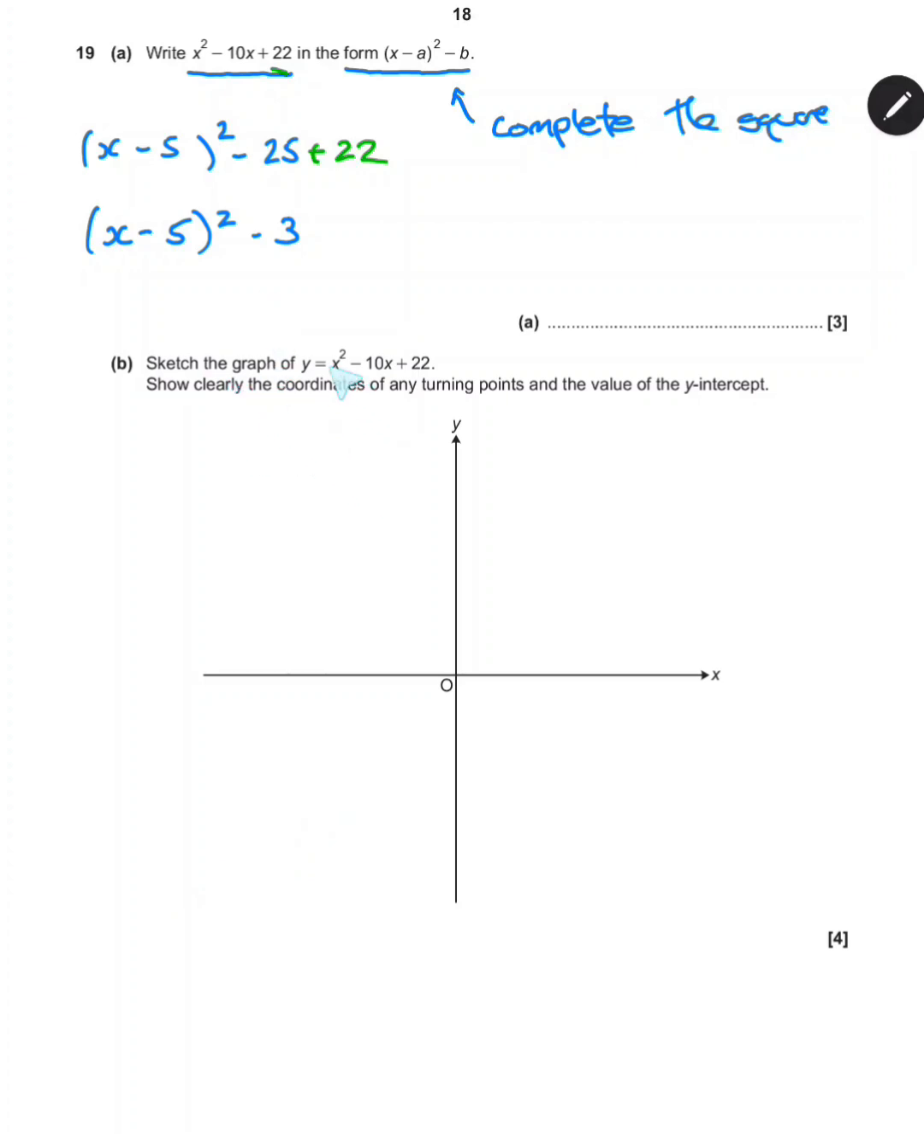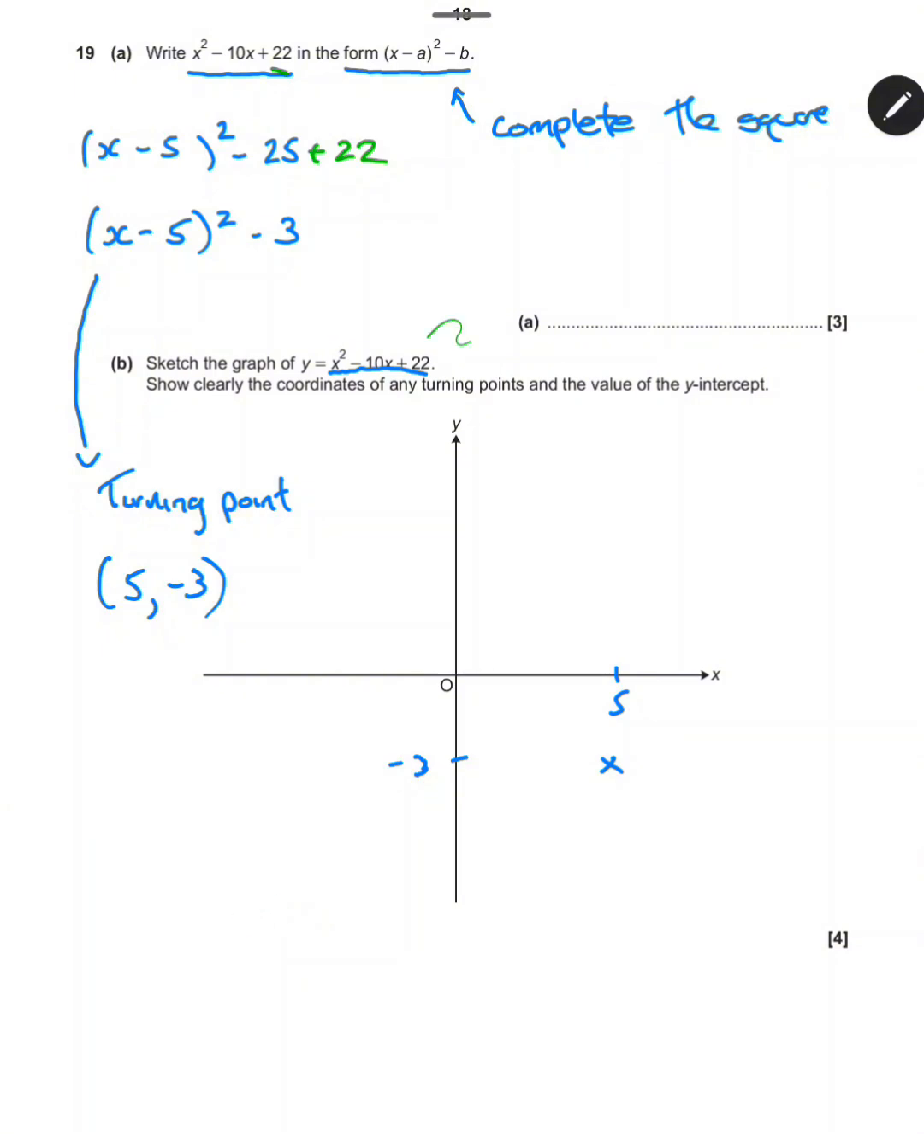Part B asks us to sketch the graph of the quadratic that we've just completed the square on. Well, whenever you complete the square, that provides you with something called a turning point. And what you're going to do is reverse the sign of this number in your bracket. So negative 5 becomes positive 5. And we keep this as it is. So we get the turning point, which is 5, negative 3. So I'm kind of just going to guess whereabouts that is. Let's say across to 5 and down to negative 3. That's going to be the turning point of my graph.